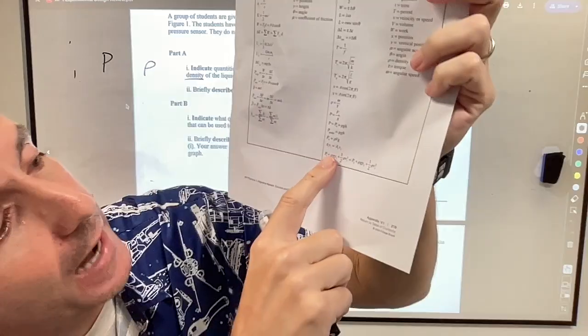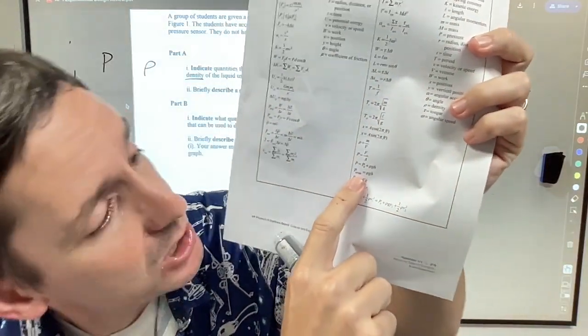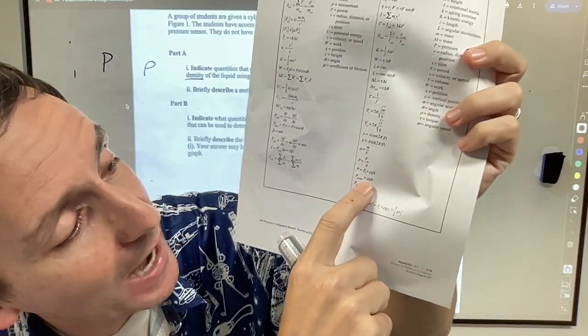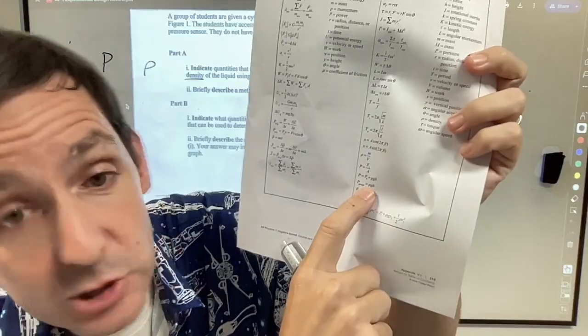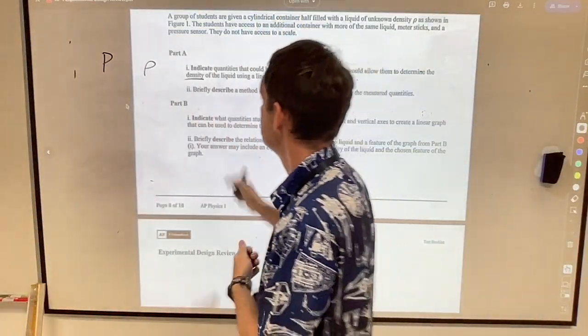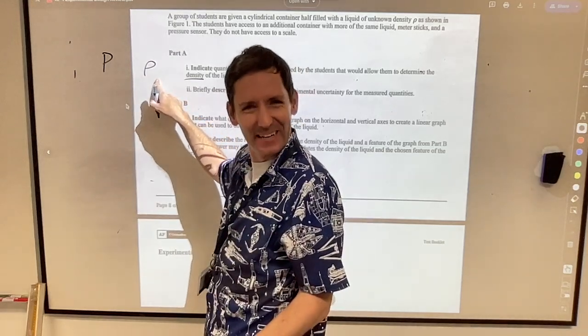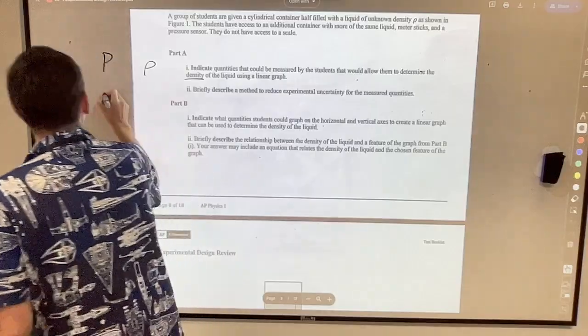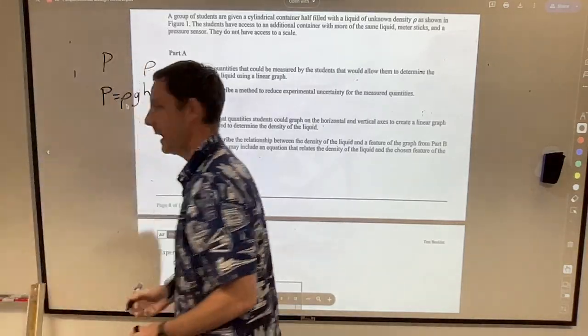And you'll remember down here in the fluid mechanics equations, you've got something that measures pressure at a given depth. Pressure equals rho g h. And so therefore, pressure is proportional to rho h. I can measure h with a meter stick. So let's go. Pressure equals rho g h.